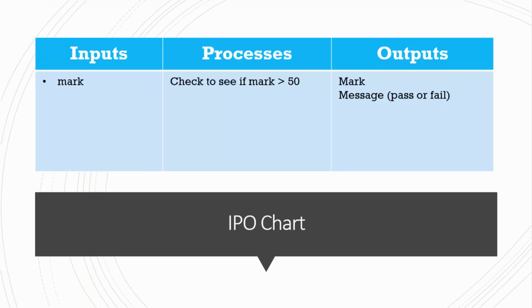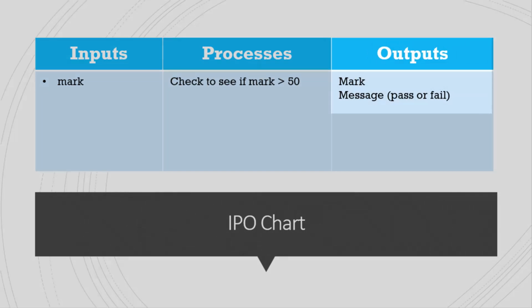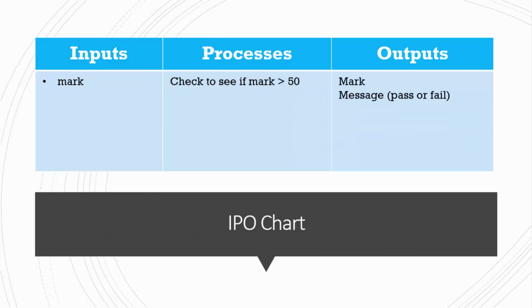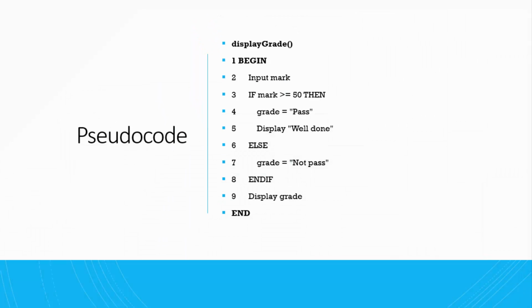So our IPO chart: the inputs are going to be the marks. The outputs are going to be the mark and also the message, so whether it's pass or fail. And then the process would be to check to see if the mark is greater than or equal to 50.